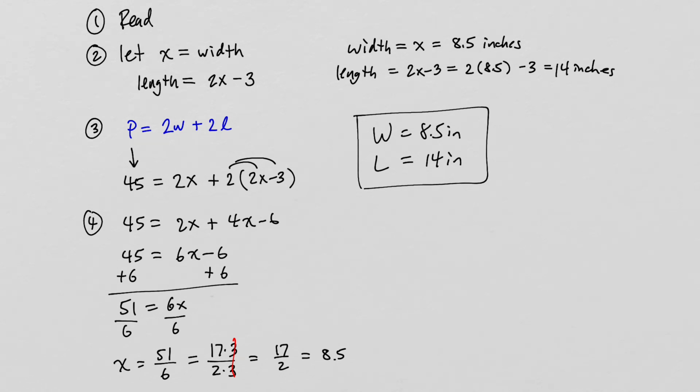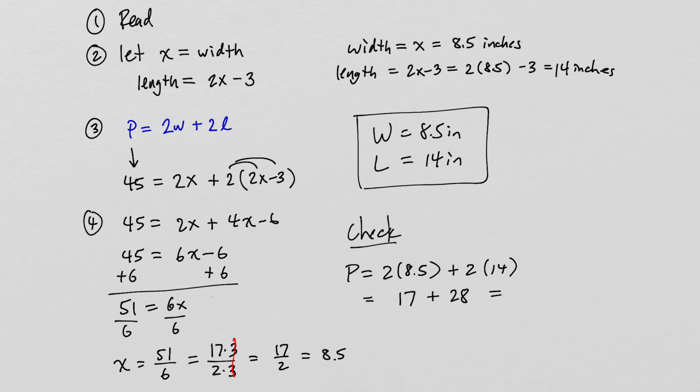Now, you can check your answer to make sure that the perimeter is 45 inches. So remember, the perimeter is 2 times the width plus 2 times the length. And 2 times 8.5 is 17, and 2 times 14 is 28, and 17 plus 28 is indeed 45. And so it checks out.